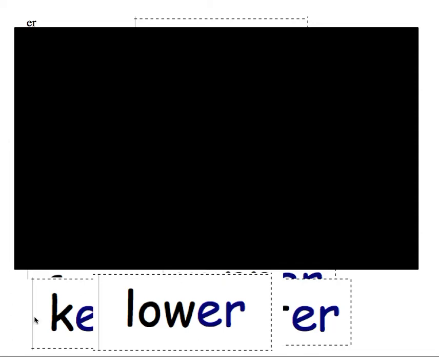So here's the first word. Take a moment to have your students practice this one. Remember that OW says O, and that's something you might have practiced with your student already. Did they say lower? Lower. Very good. All right, let's try another one.